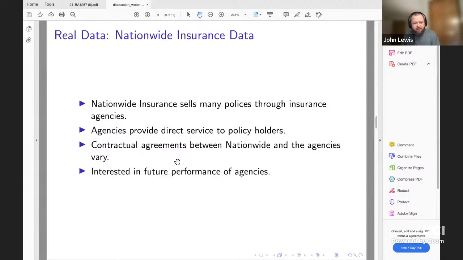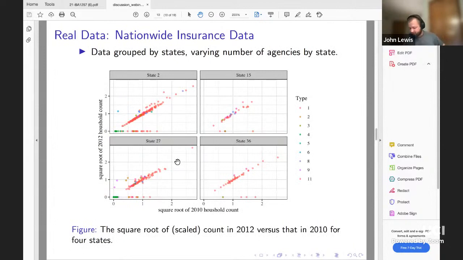The idea is that these agencies, you can think of them as individual businesses, provide direct service to the policyholders, but they have different contractual agreements with Nationwide. And Nationwide is, of course, interested in the future performance of these agencies. One way to measure that performance is just the number of households that the agency services. And this is just an exploratory view of some of the data.